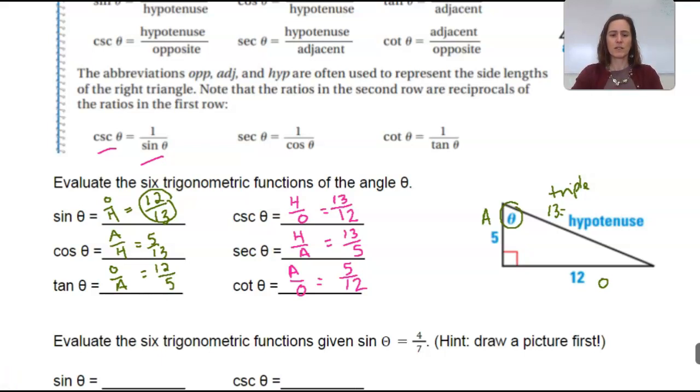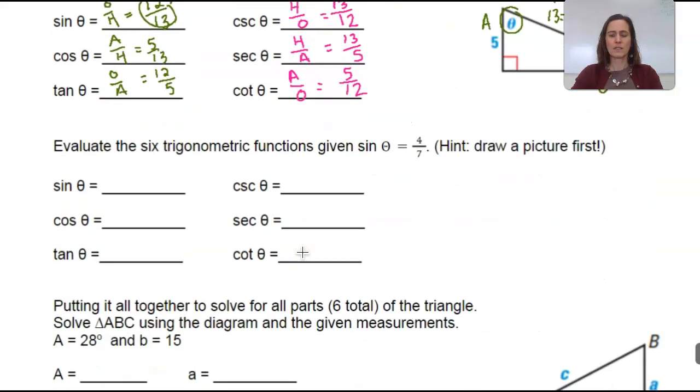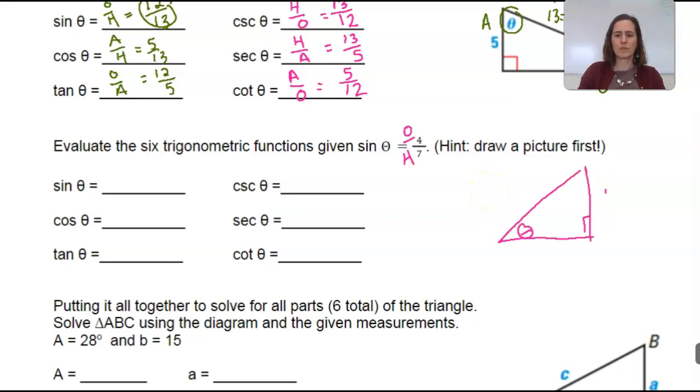To evaluate the 6 trig functions, given sine of theta is 4 over 7. So if we recall sine, it's opposite over hypotenuse. So if we draw a picture, opposite would be 4, hypotenuse would be 7. We have to find the adjacent side. In order to do that, we do have to actually use Pythagorean theorem because this is not a Pythagorean triple. That means the 7 would be our C value because it's the hypotenuse.